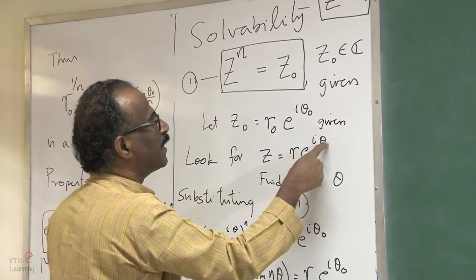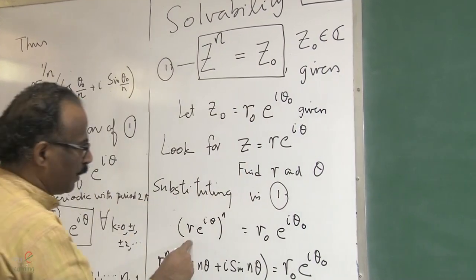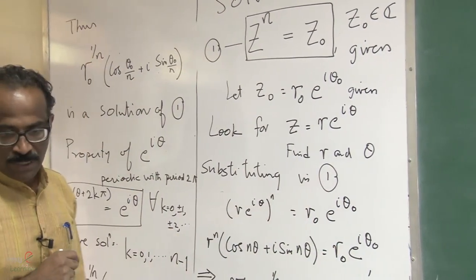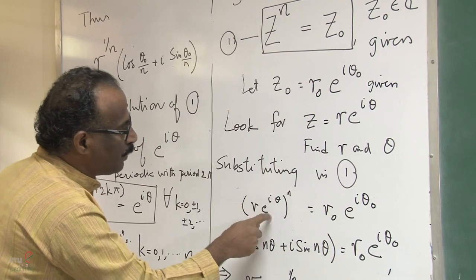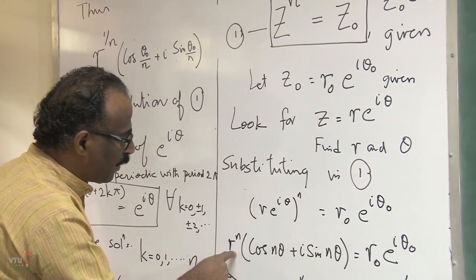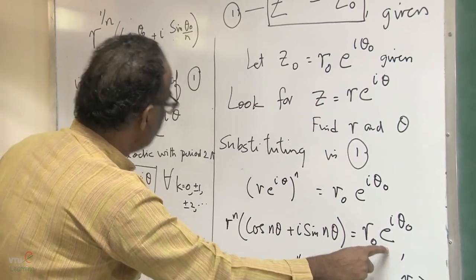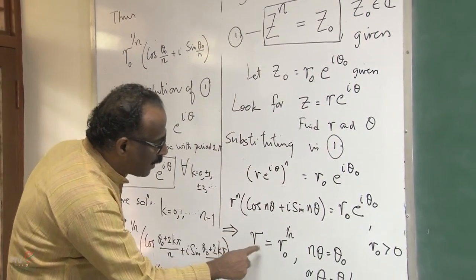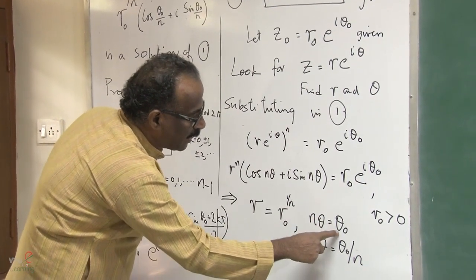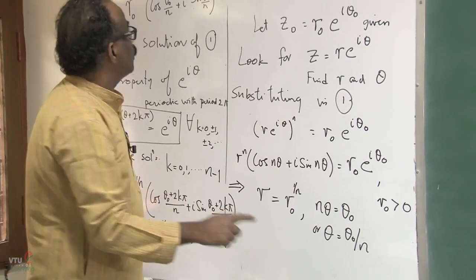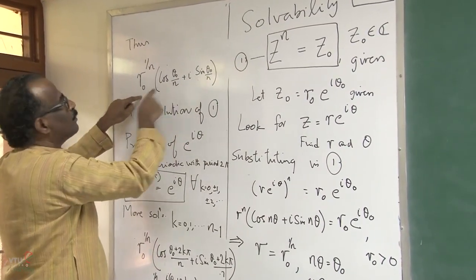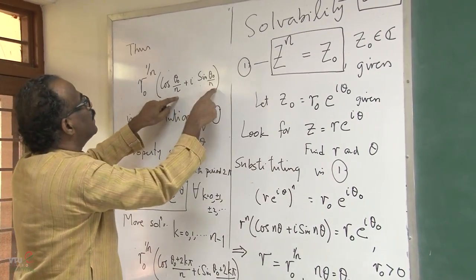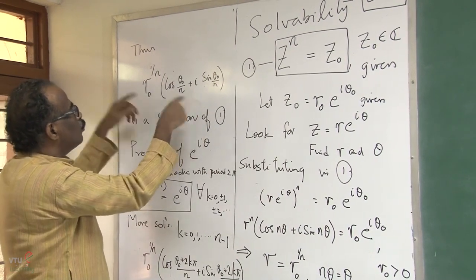So we have to find r and θ such that (r e^{iθ})^n = r_0 e^{iθ_0}. If you apply de Moivre's theorem, which we have stated, this will be r^n (cos nθ + i sin nθ) = r_0 (cos θ_0 + i sin θ_0). Naturally, r = r_0^{1/n}, and nθ = θ_0, or θ = θ_0/n. So you get one solution of the equation z^n = z_0, namely r_0^{1/n}(cos θ_0/n + i sin θ_0/n). So you got one solution.